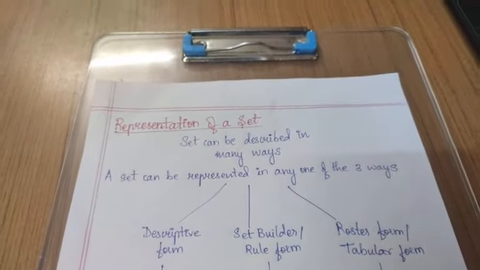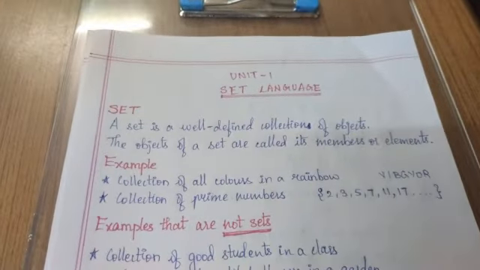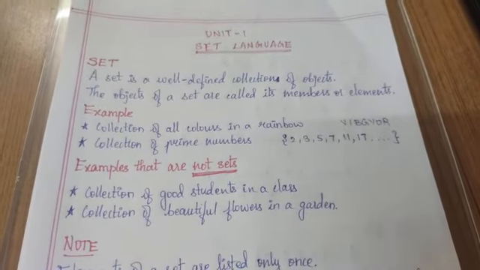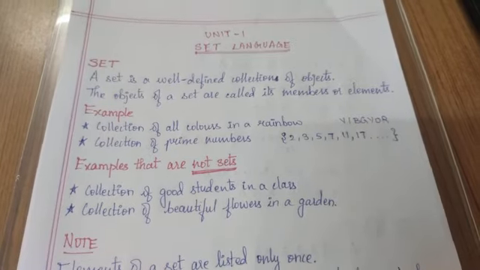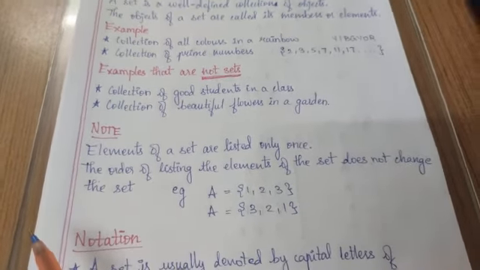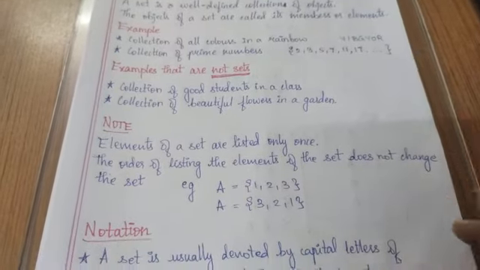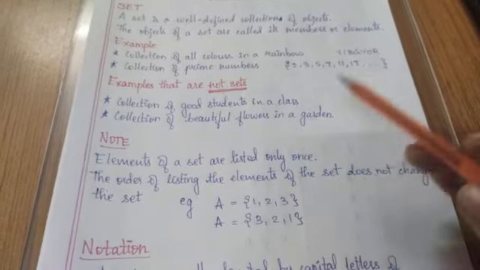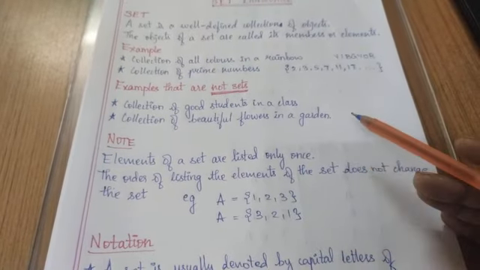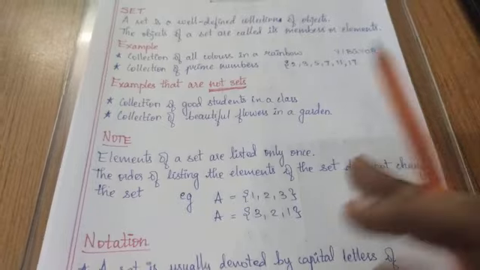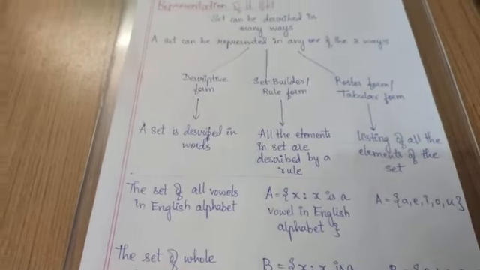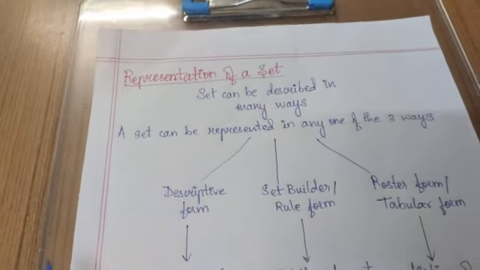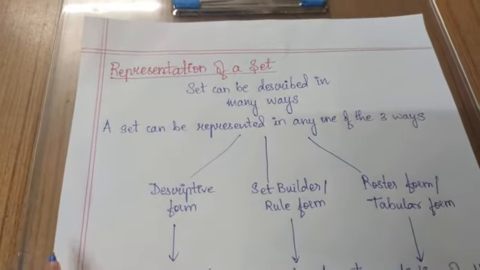Okay, so நம்ம என்ன பார்த்தோம்? We started off with the definition of a set and we saw examples of sets which are considered to be a set and examples that are not considered to be a set, and we saw two important points, that the elements in a set are listed only once and the order of listing does not change the set. Okay, so next one, I told that we will see about the representation of a set.